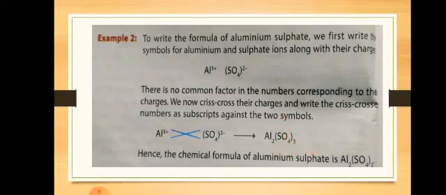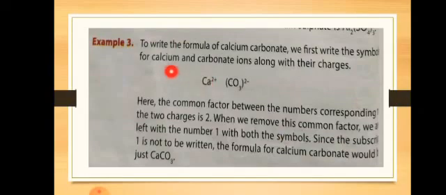Now let us see one more example. To write the formula of calcium carbonate, we first write the symbol for calcium, that is Ca2+, and carbonate, that is CO3 2-. Again you can check it from the table and you will get this formula for calcium and carbonate. Now you can see here the charges are equal, meaning 2+ charge and 2- charge. So it will get cancelled.